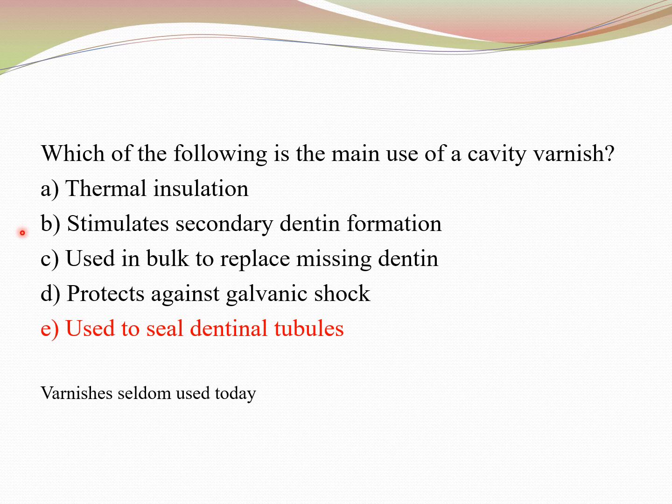Secondary dentin is going to be with your Dycal or a calcium hydroxide. Used in bulk, it's not going to use that in bulk for a varnish. It's very thin. Remember, think of the varnishes that you use for a fluoride varnish, how thin it is, and that's the same thing with a cavity varnish, but it's usually placed under a restoration, and it does not prevent against the galvanic current. Remember, that's two dissimilar metals that are touching one another.